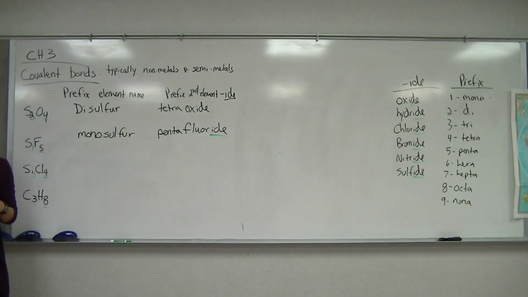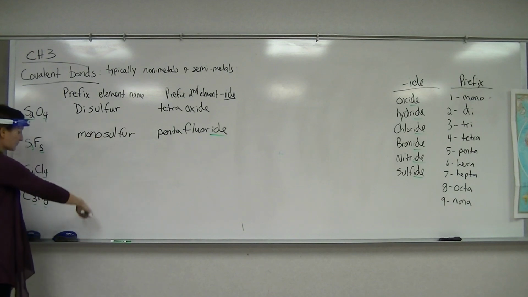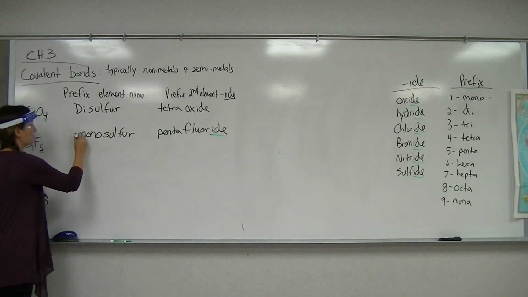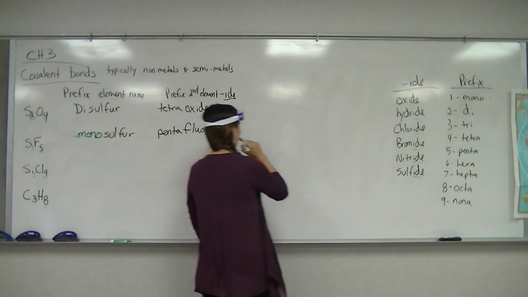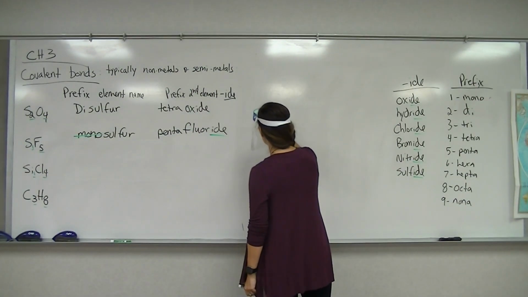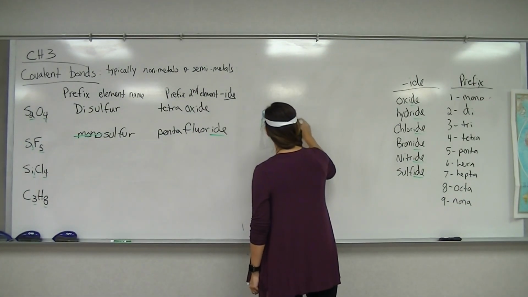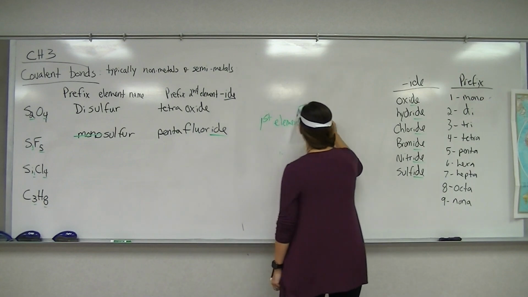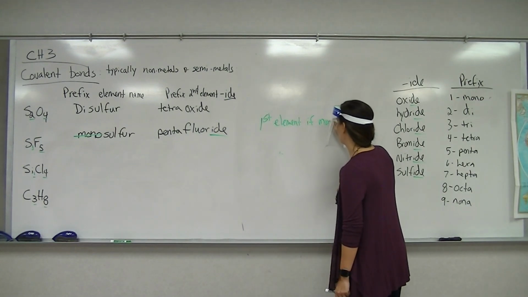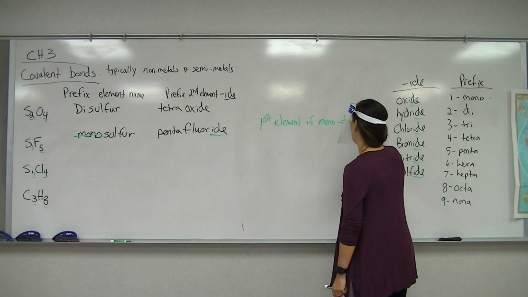So notice my IDE ending. Now, you think, oh, okay, I'm done. No, this is actually incorrect. Why? What's incorrect about it? The mono. So there is a rule that says for the first element, if there's only one, if mono, don't put the prefix.